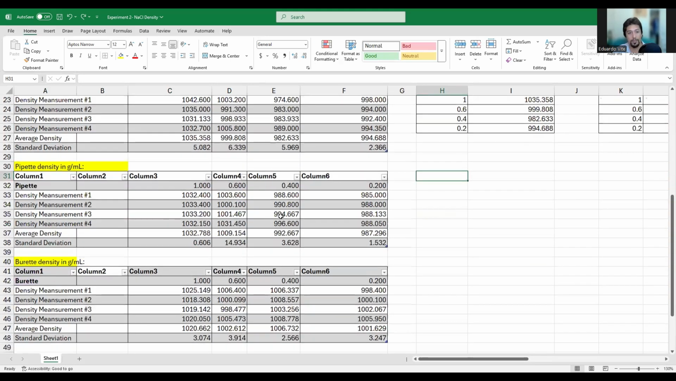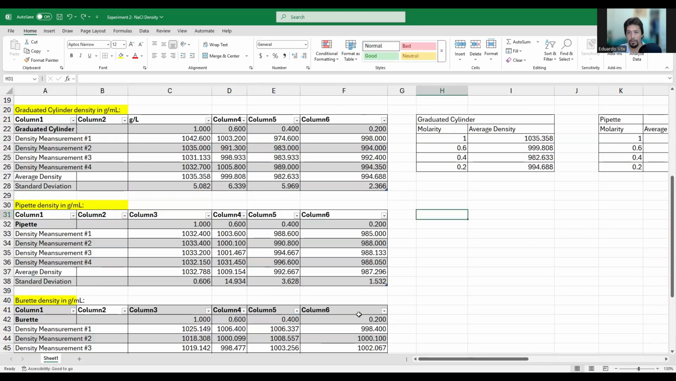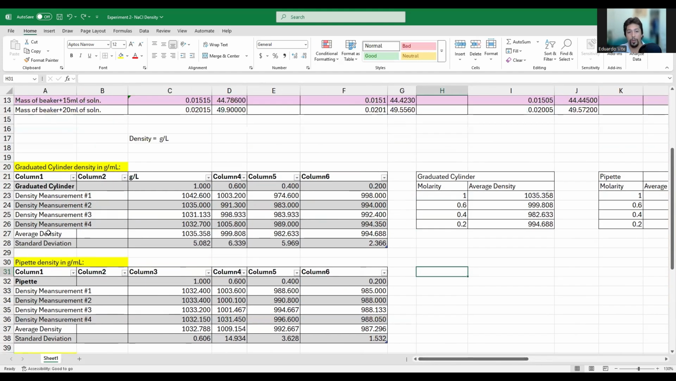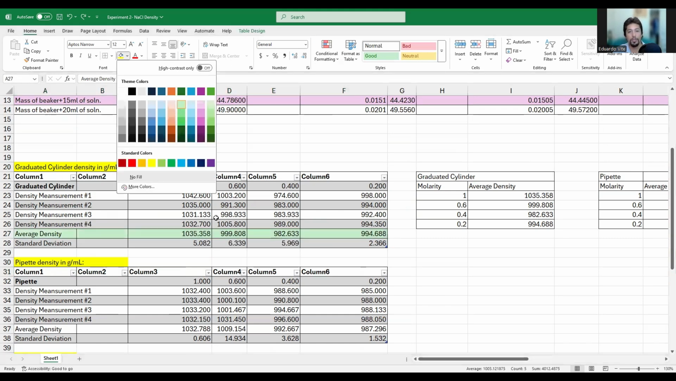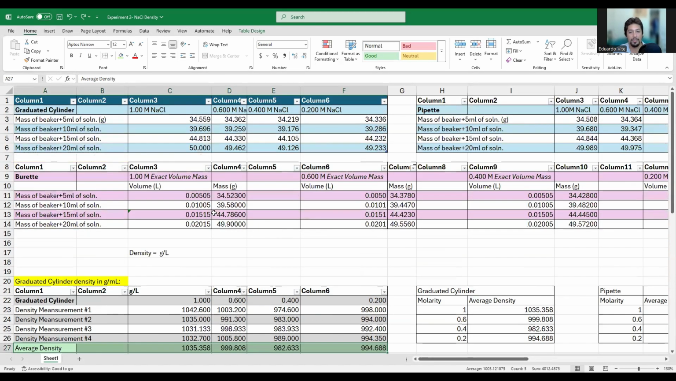So speaking of the graph, let's get to it. Again, I think this is pretty straightforward. I don't think I have much to say. We are only going to be plotting the average density. Okay, so I'm going to highlight that to emphasize that we are using only the numbers of average density.